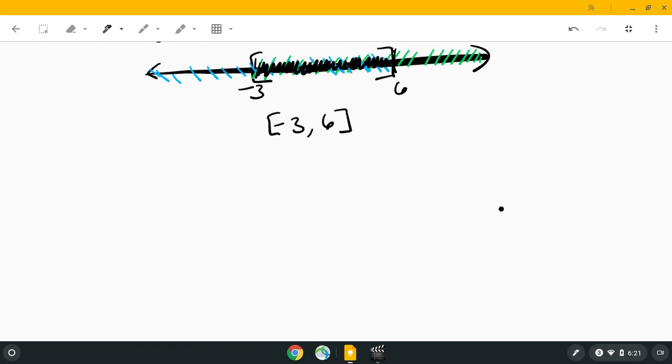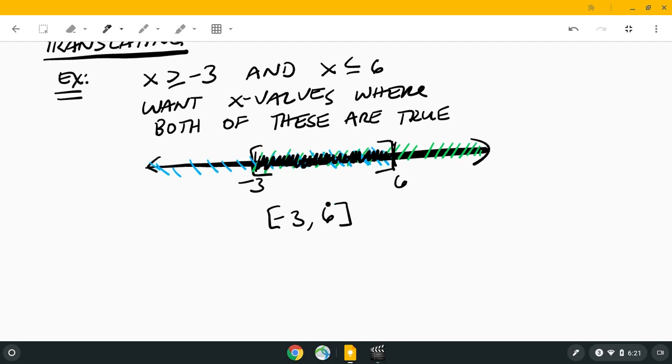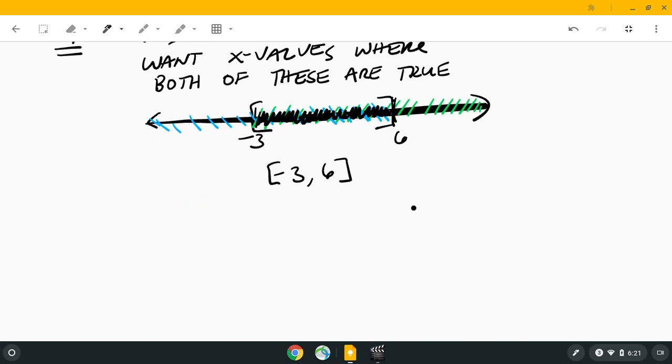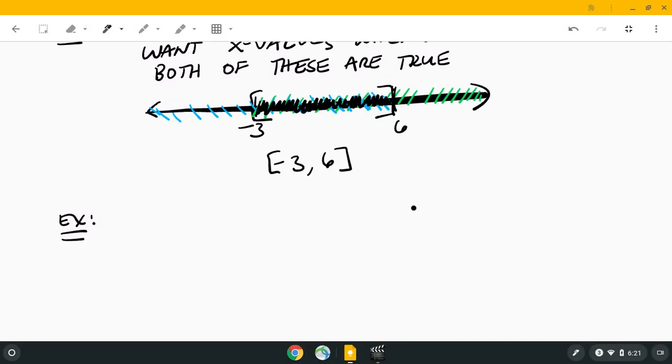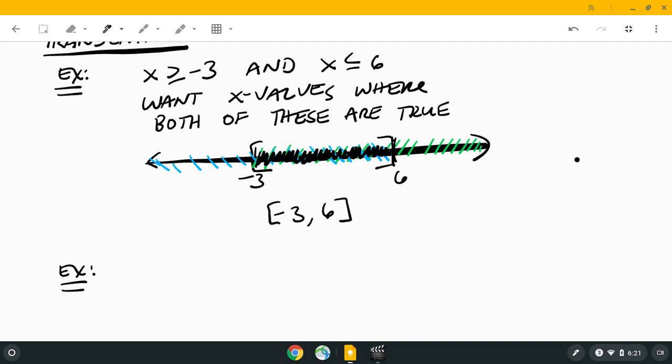Let's take a look at this other example. And let's try to understand how to translate it. So this is the and. This is a compound inequality using and. So we want this to be true and this to be true. Which numbers have this true and this true? It's where they have the common solution.